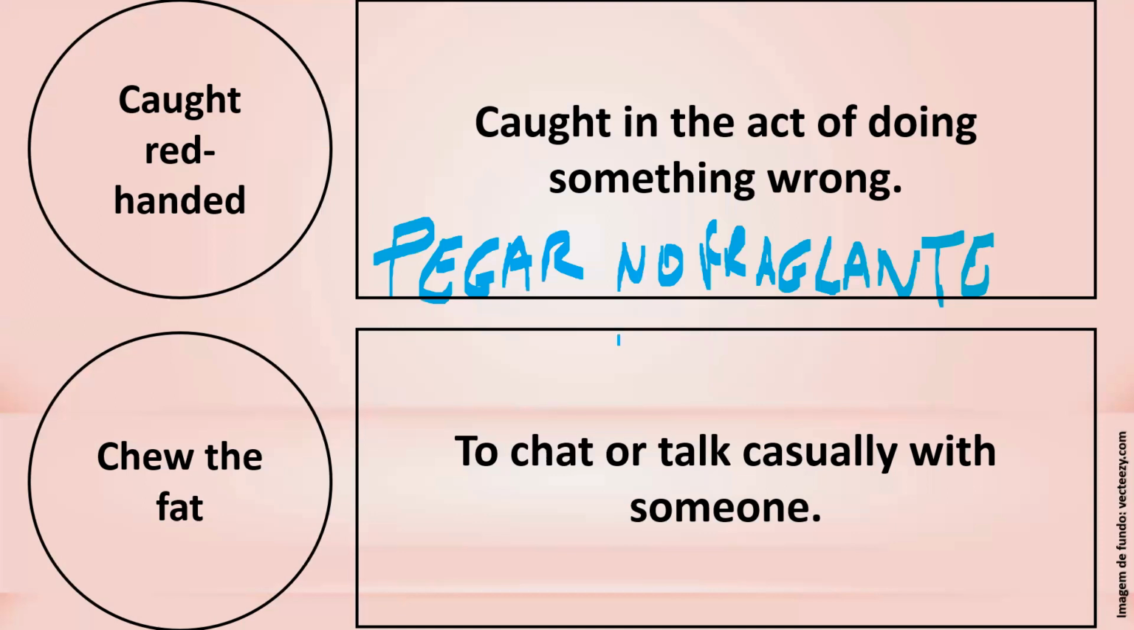Ou informal. Pegar no flagra. It's very "get in the act." Flagrante ou flagra. Ok? Pegar no flagrante ou use pegar. É, use a similar Latin expression. It's in flagrante.